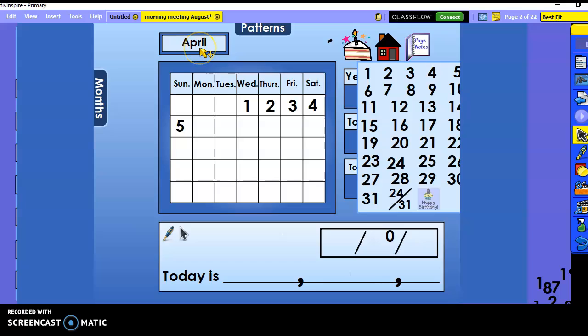So, we are in the month of April. We are going to sing our months of the year together.